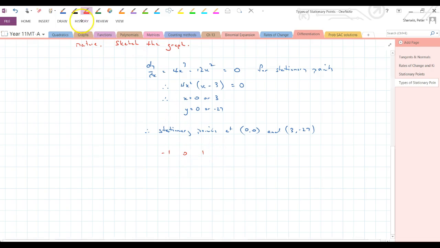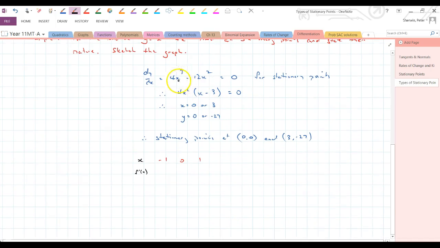So at 0, I know the value of my gradient, so I'm subbing these in now. So these are my values of x, and what I want are my f'(x) values. So f'(x) is 4x cubed minus 12x squared, which is 0 at 0. At -1, what have I got? -1 squared is 1, times 4 is 4, times -1, so this is positive, times, so that looks like it's a negative. Put 1 in here, that also looks like it's a negative.